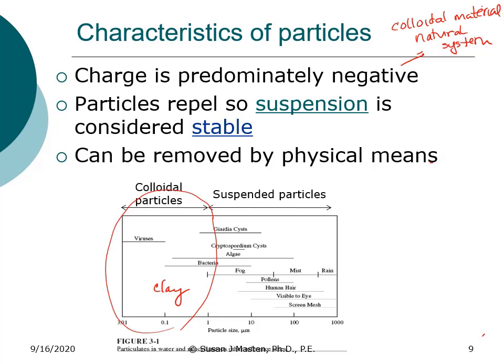Now, if we have what's referred to as a stable suspension, as I mentioned, milk is a stable suspension, the particles repel one another so they stay in suspension. They're not going to aggregate, form large enough particles to settle out. So a stable suspension is one where the particles repel one another so they don't aggregate.